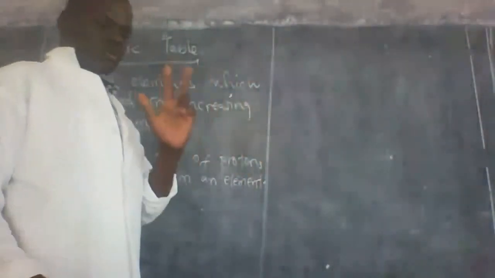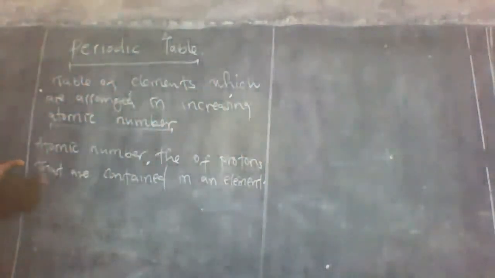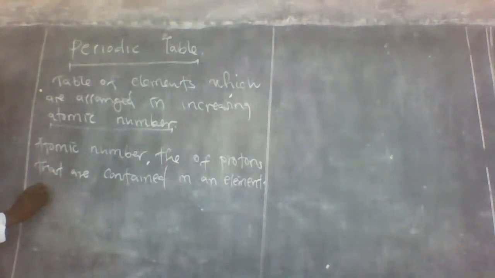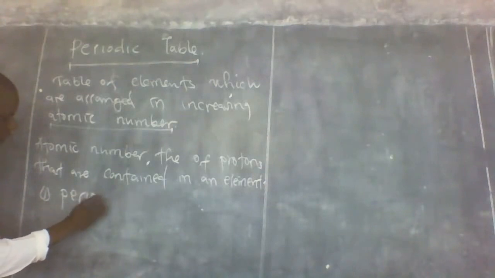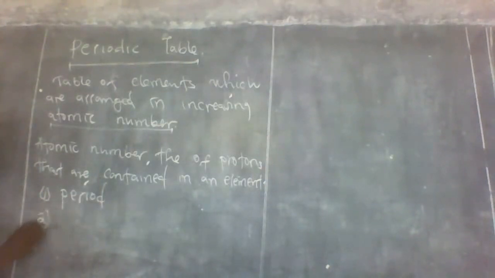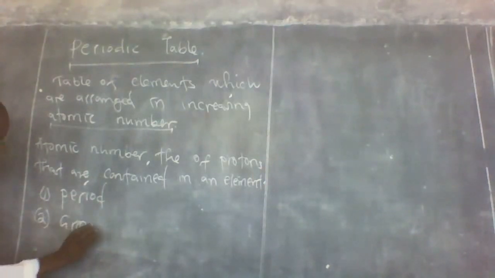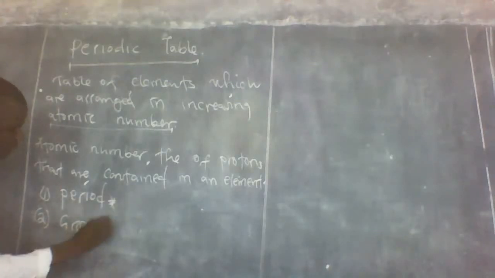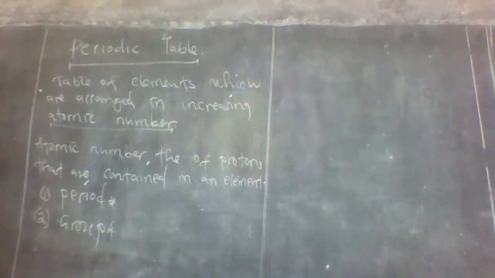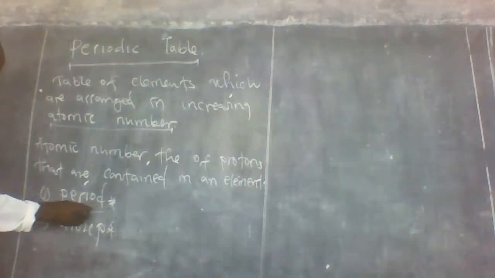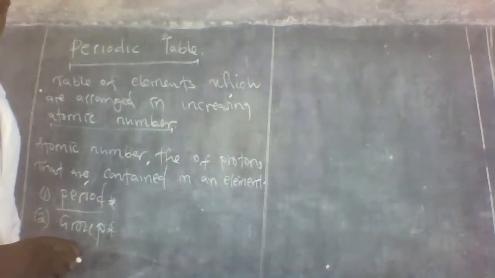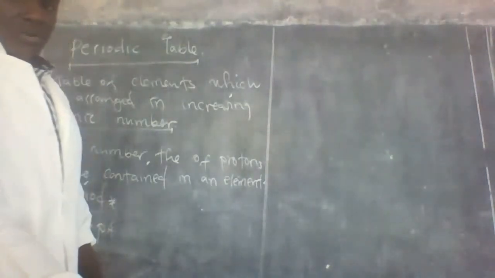There are two very important features that you find on the periodic table, and these features are: one is what we call period, two is what we call a group. So these are very important features that are found on the periodic table, and we'll be looking at them one after the other. So now we're going to start with a period.